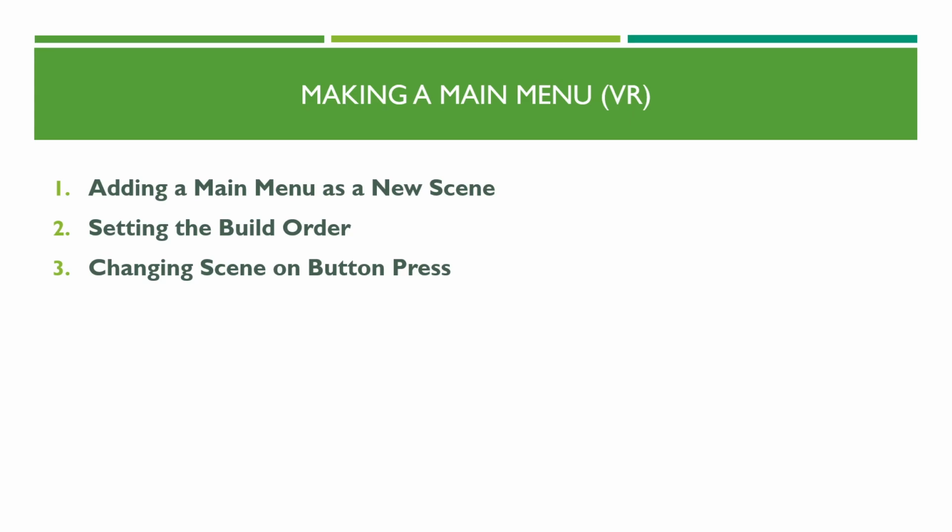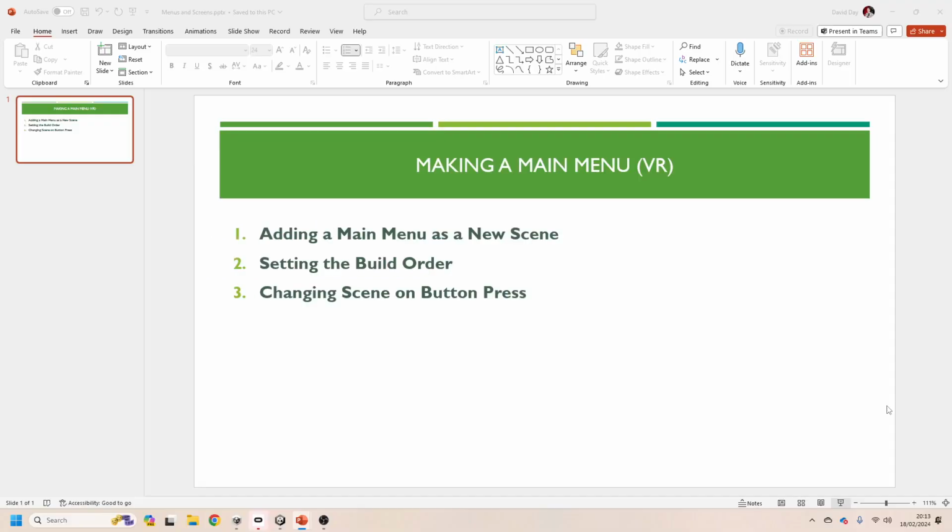So what we're going to cover very quickly: adding a main menu as a new scene, setting the build order, changing the scene on a button press on that main menu to take you to your main game, and then we're also going to do a bit of a recap as to how you can make other scenes, potentially for win or lose screens. So let's get straight into it.